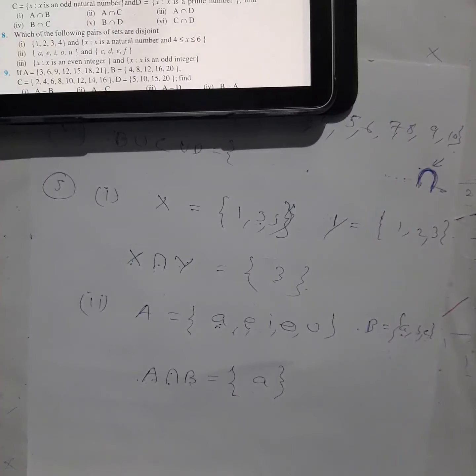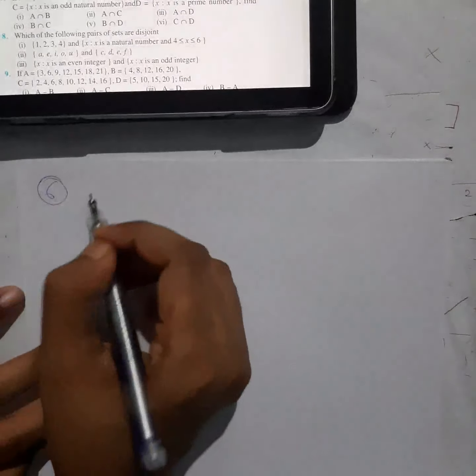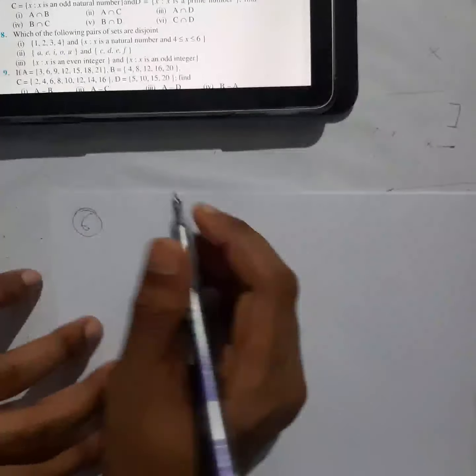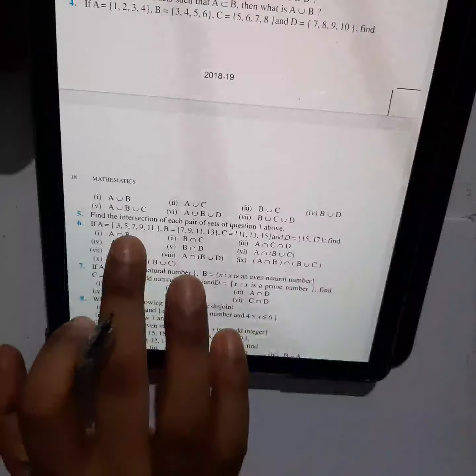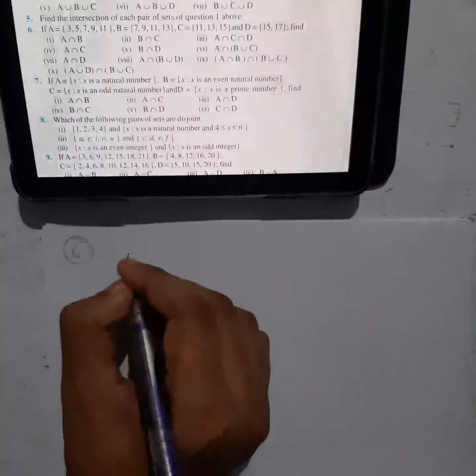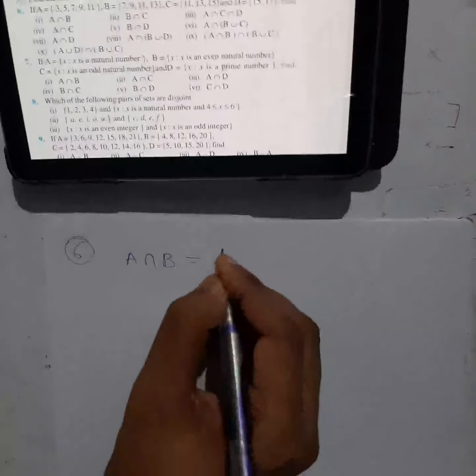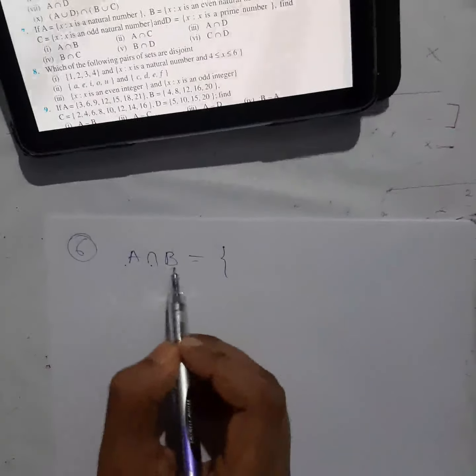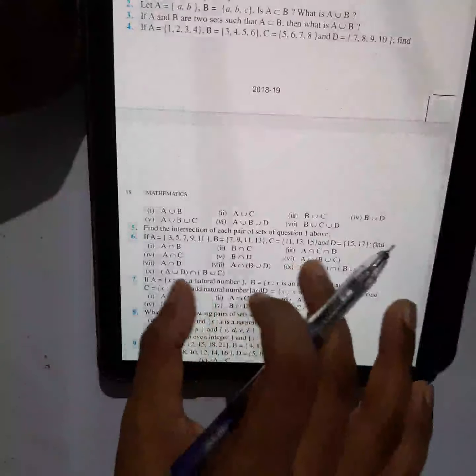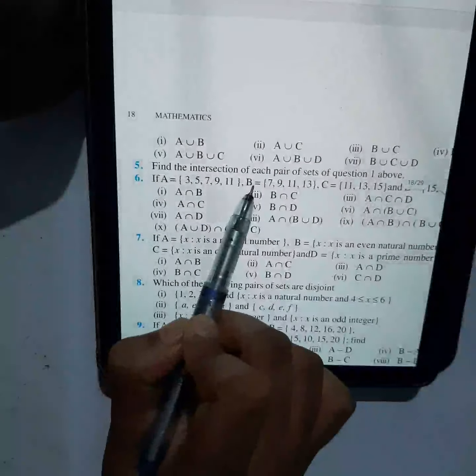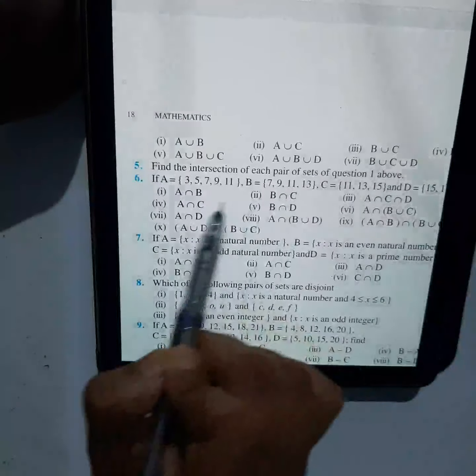Next is number 6. Number 6 also, I will do only some questions from there. So the first question you try to do yourself. All are similar. A intersection B means common elements between them. Okay, let me write down the answer directly. A intersection B means common elements between A and B. What will it be? You can see from here. This is your set A, this is your set B. So between these two, what is the common element?